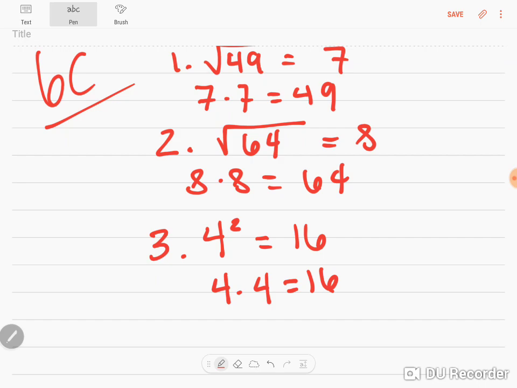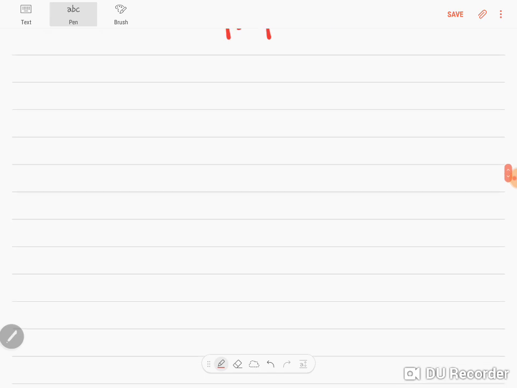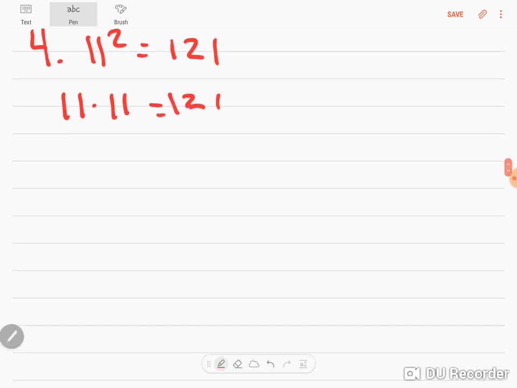All right, and then if we move down to number 4, it says the square root of 121. The square root of 121 is 11. That is saying 11 times 11 is equal to 121.